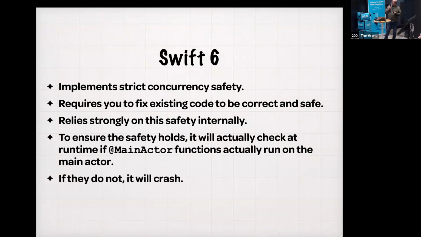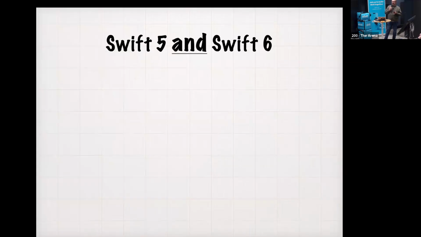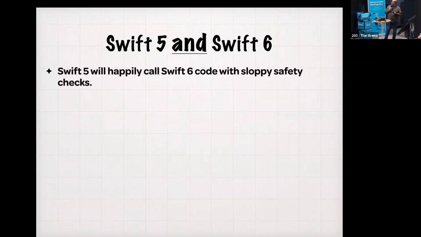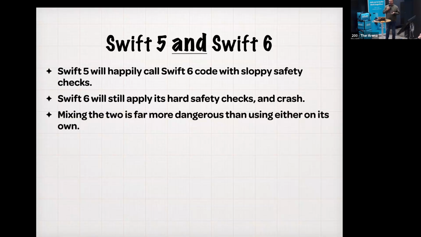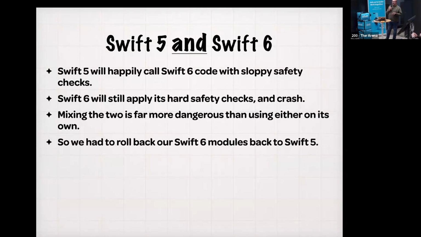So the thing is now, if you have Swift 5 and Swift 6 in your code base, Swift 5 will happily call into the Swift 6 code with its very sloppy checking, but Swift 6 will still apply the main actor tests and crash. So if you mix both of them, that is a lot more dangerous than using either one on its own. And basically we had to roll back our Swift 6 changes and start using Swift 5 again, which was very annoying after all of that work.